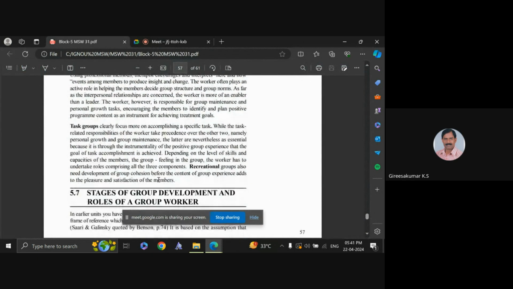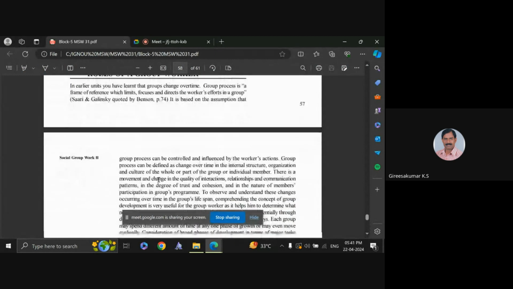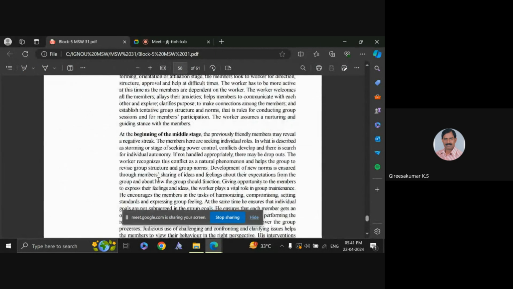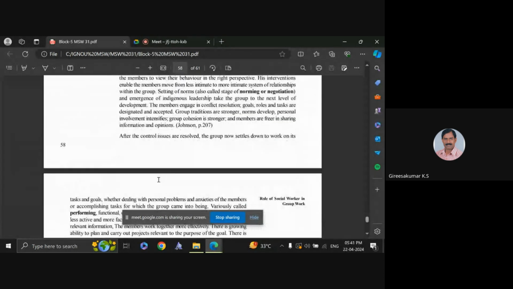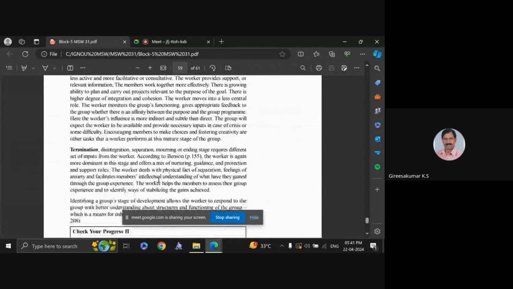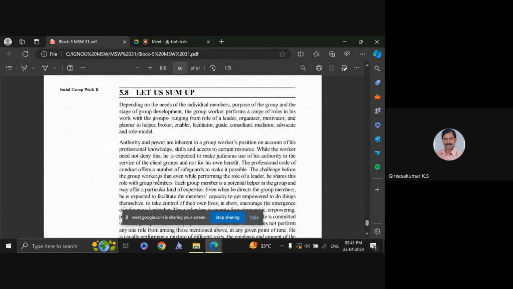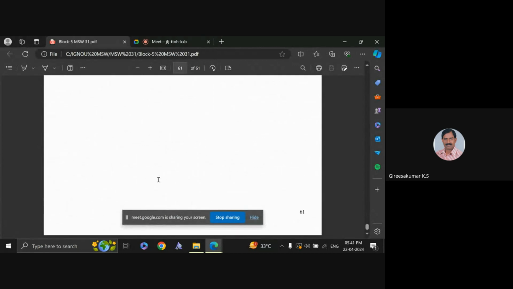Yes. Then the last one is stages of group development, and there are so many stages: beginning, middle, end stage. The termination. This unit is finished.